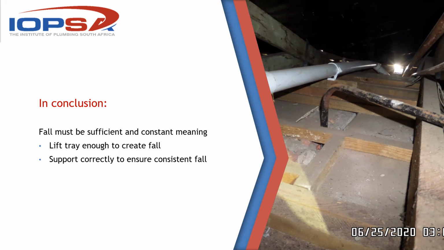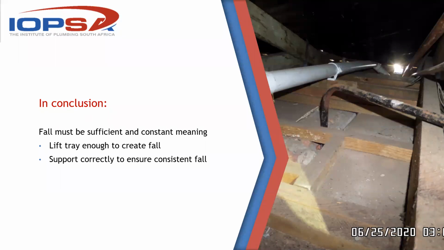So lift the tray. Make sure that when you replace a geyser, you do the due diligence. Lift the tray up enough so that you can create a fall for that drip tray overflow, and then support it correctly. Often we see good installations, proper falls, nice routing, everything, but it's not supported. It's flapping around, and over time, it's going to start to sag and create bellies.